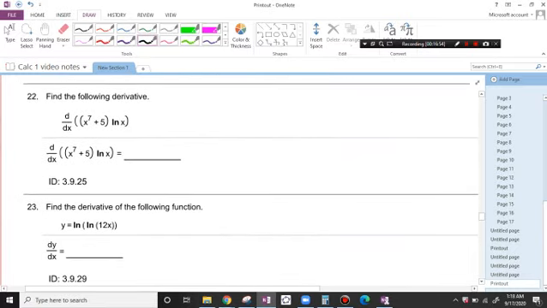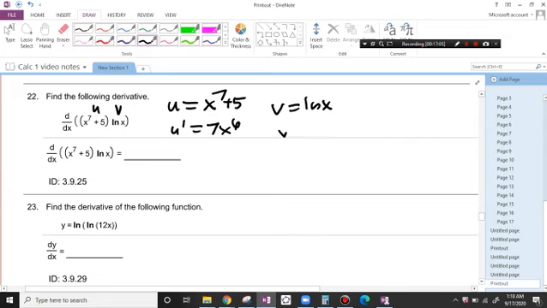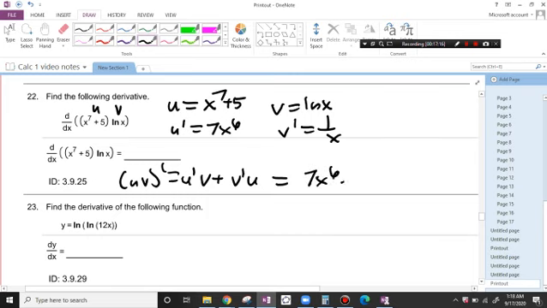Straight up practice. Product rule, u in this case is x to the 7th plus 5. v is the natural log of x. u prime is 7x to the 6th. v prime is 1 over x. The derivative of uv is u prime v plus v prime u. This is equal to 7x to the 6th times the natural log of x plus 1 over x times x to the 7th plus 5.